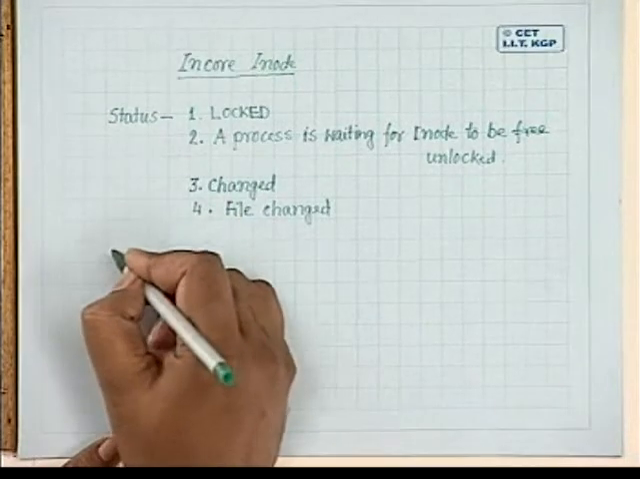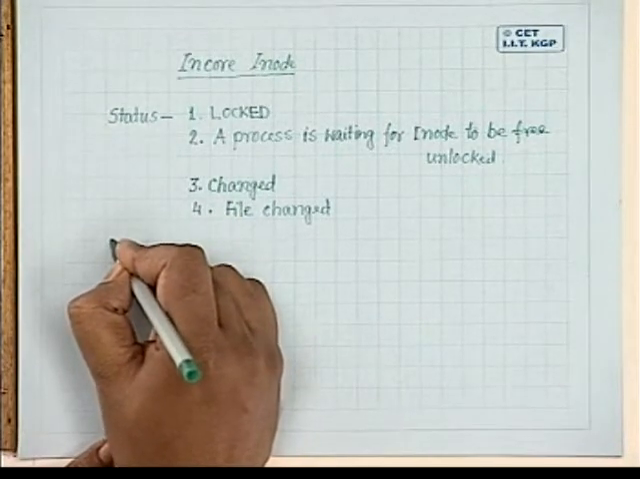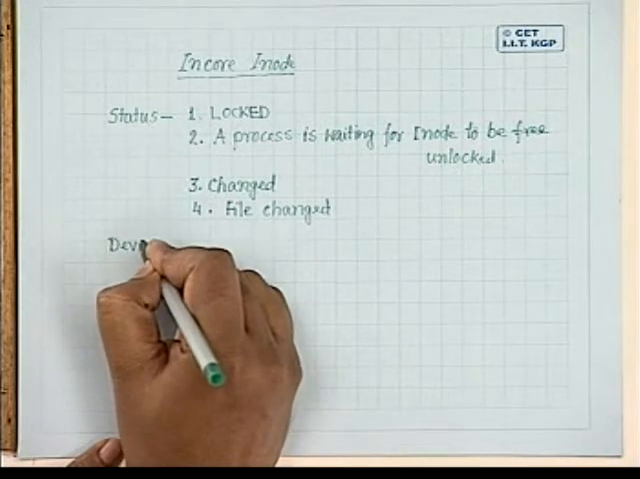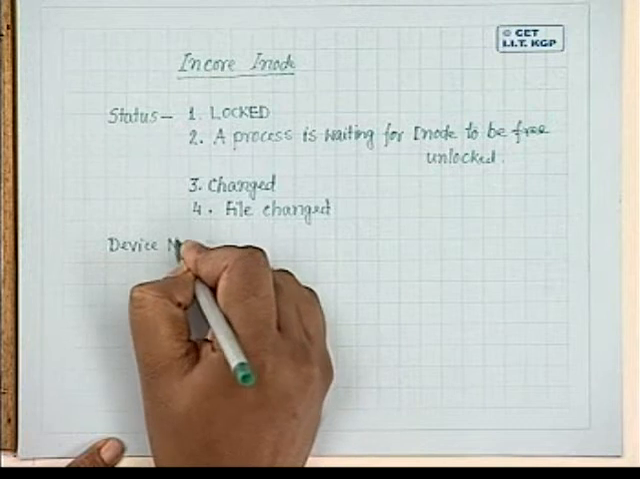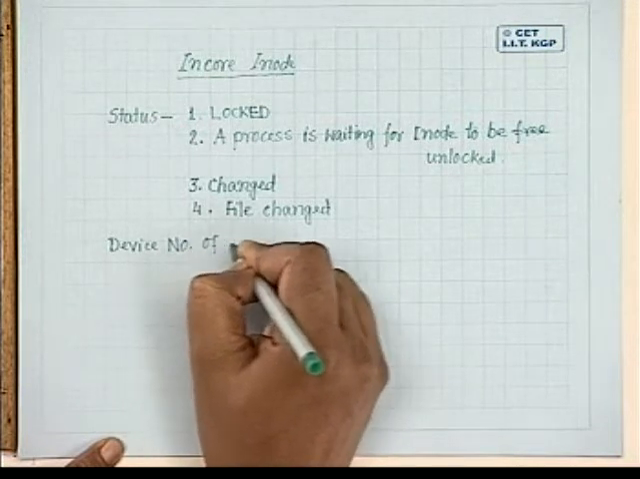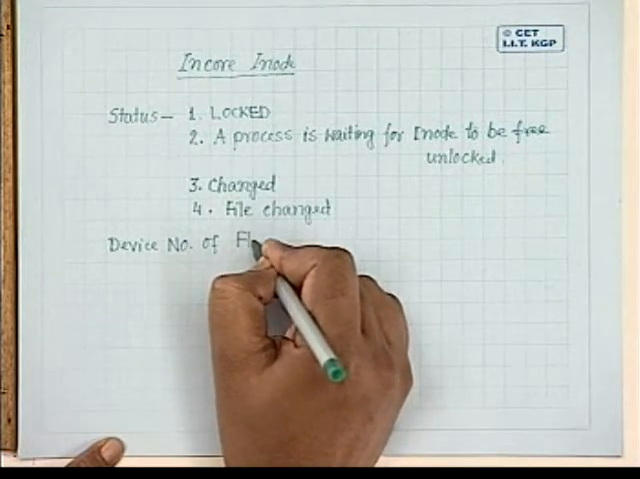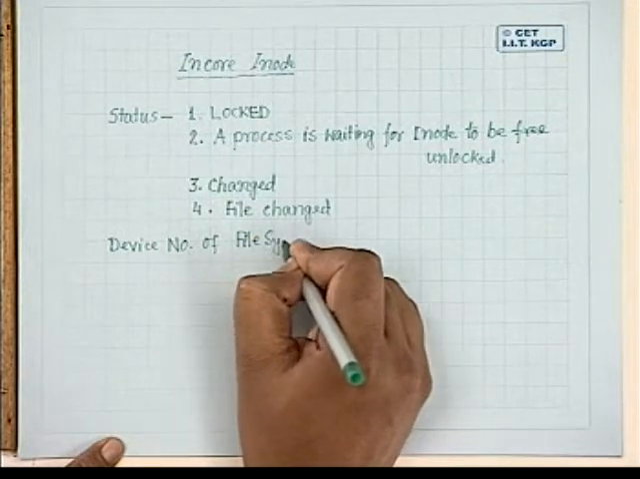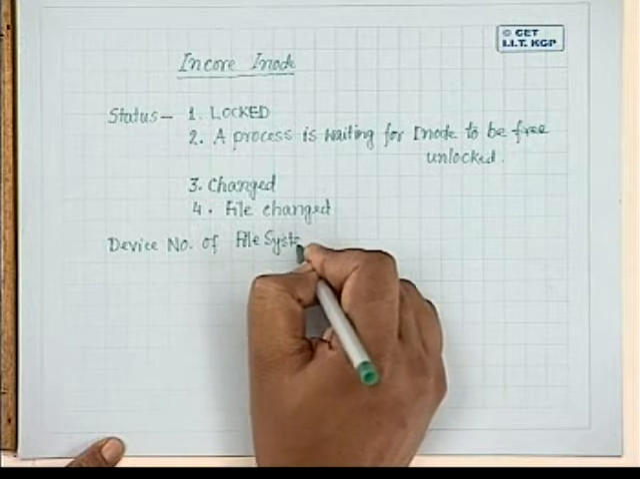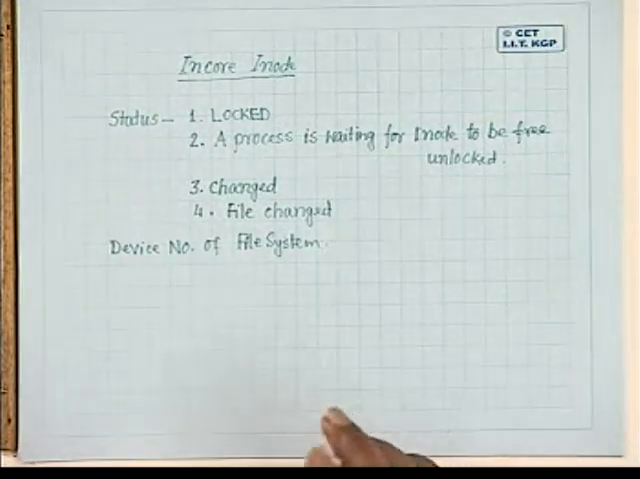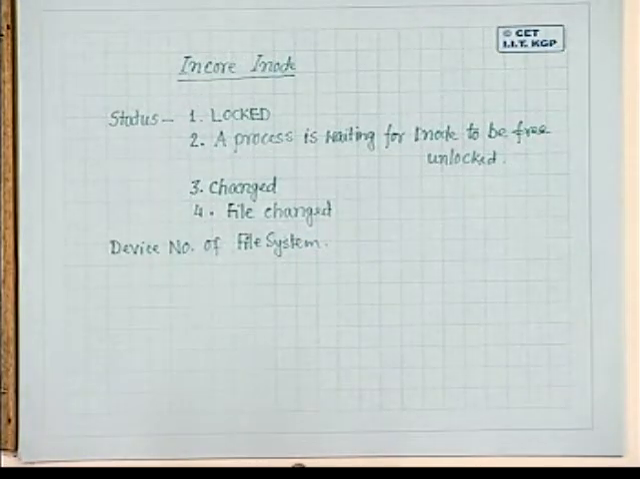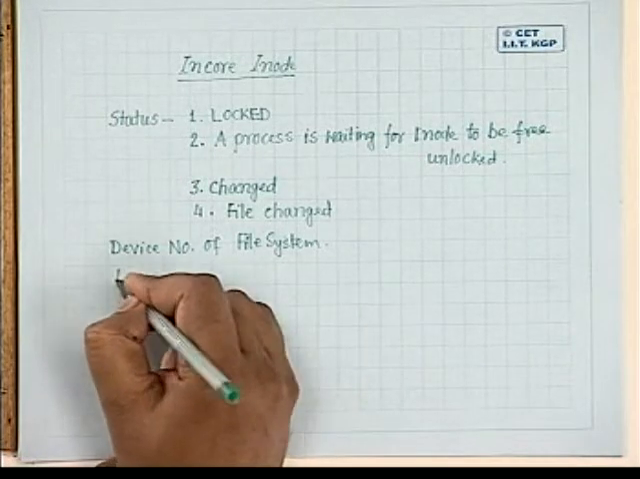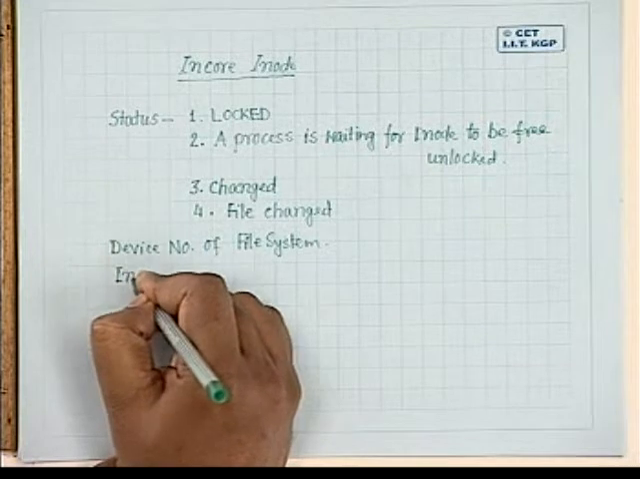Then the other field you have to have is the device number of the file system from which this inode has been copied into the main memory. Then you have to have a field for the inode number itself.